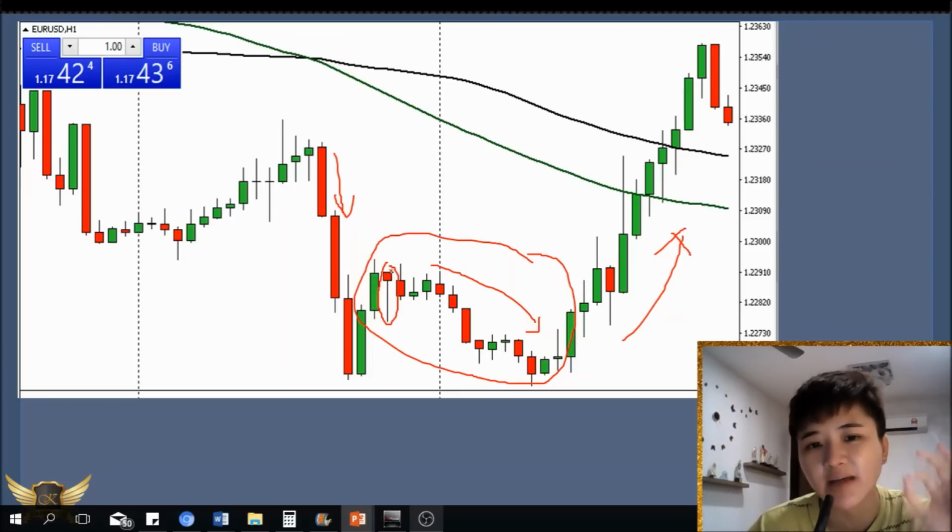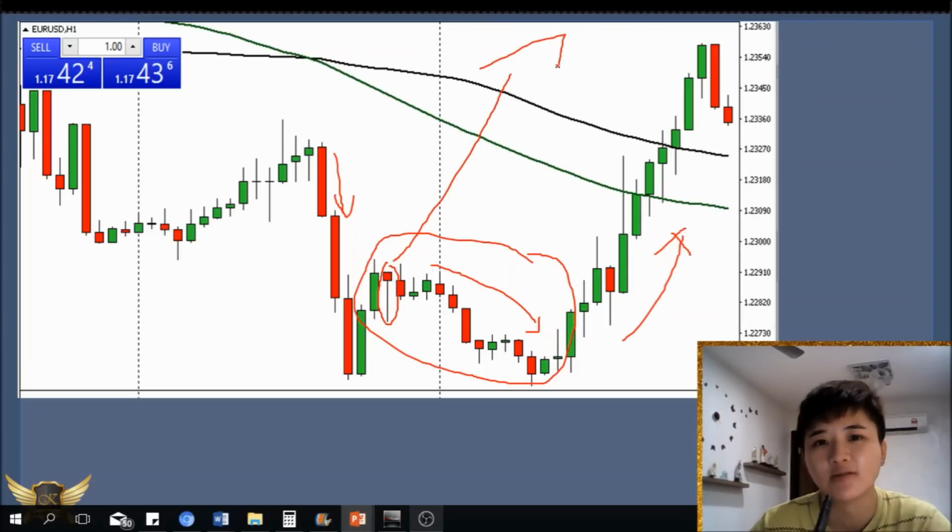It doesn't mean that when you see a hammer right here, the next thing you know, it reverses. Sometimes it might take a couple of days, sometimes a couple of hours, because the market needs time to adjust itself. So that's another reason again we don't use candlestick patterns alone to enter. If it works for you, then fine.